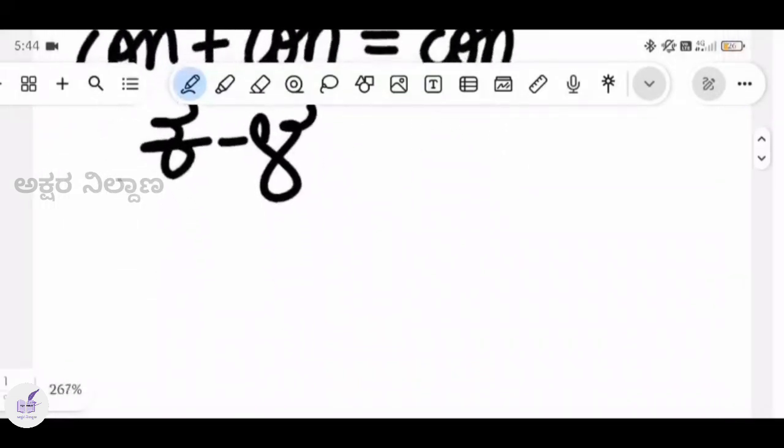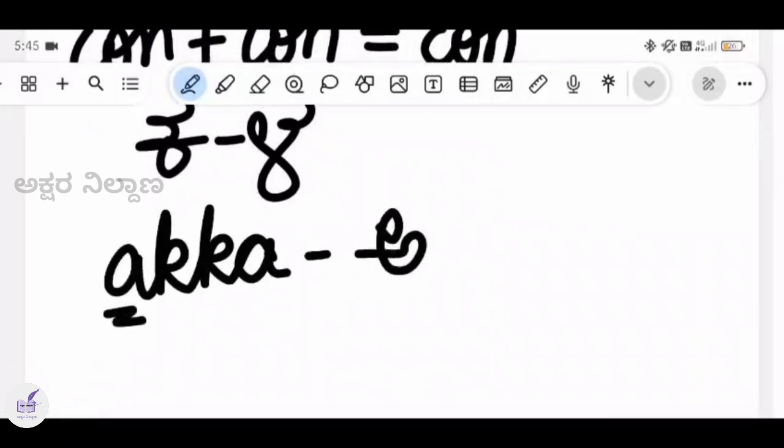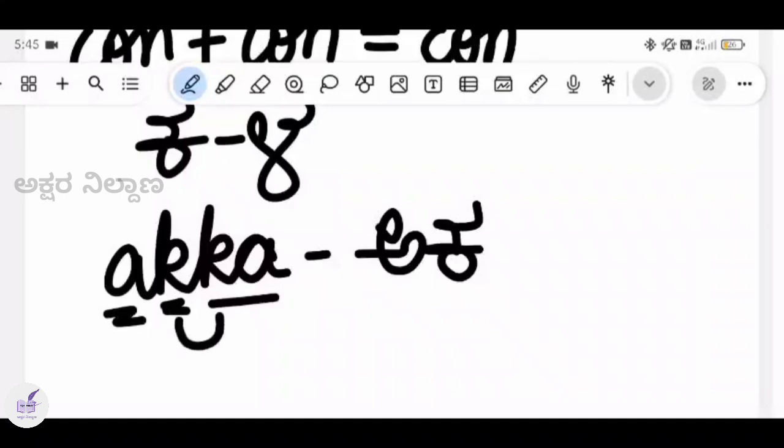See, if we take an example, akka. A we will write as a, the vowel a, and then we will write ka. We know how to write ka. The other ka is there, right? We have to give stress. That is why we have used two k's there.